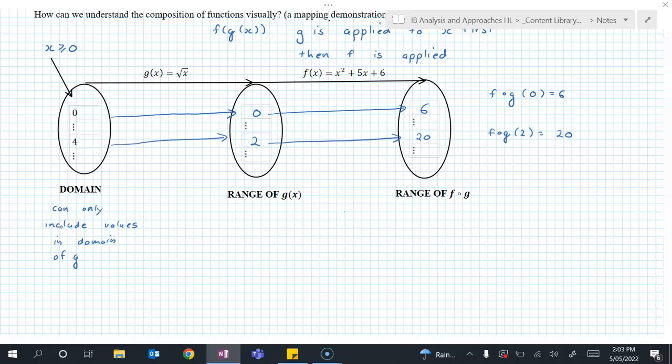Because remember, part of a function is we actually have to get a y value for an x value that we put in. So I'm not going to put into my domain x values that are going to give no y value.